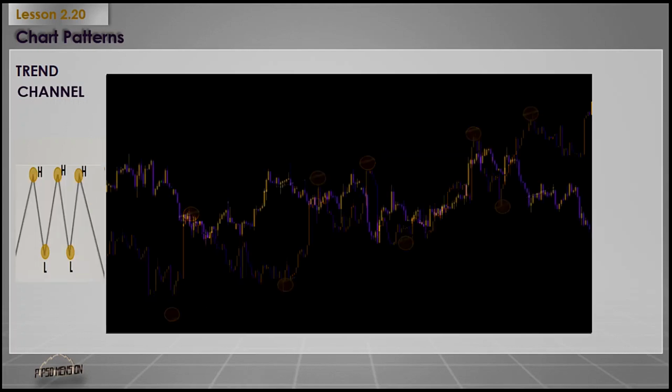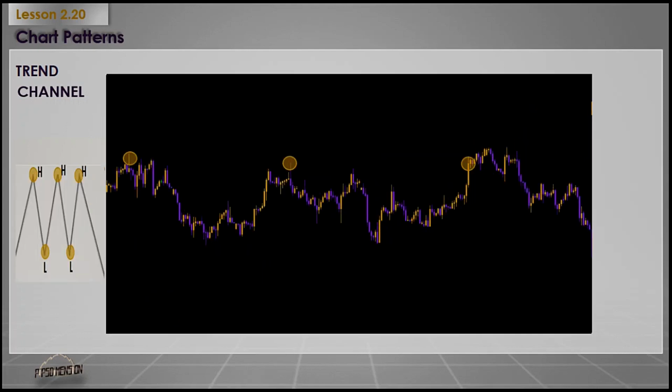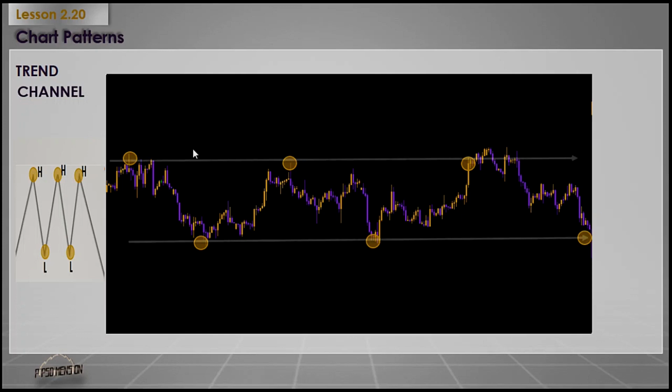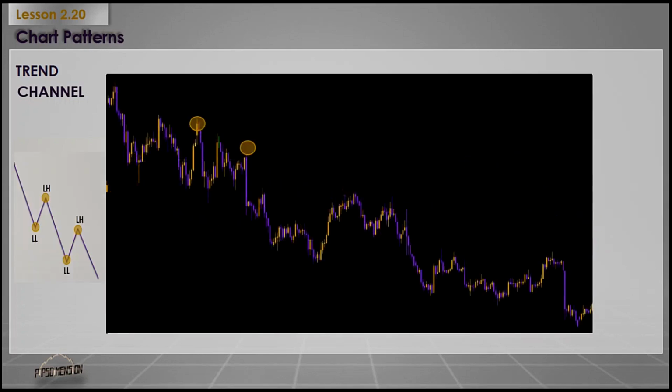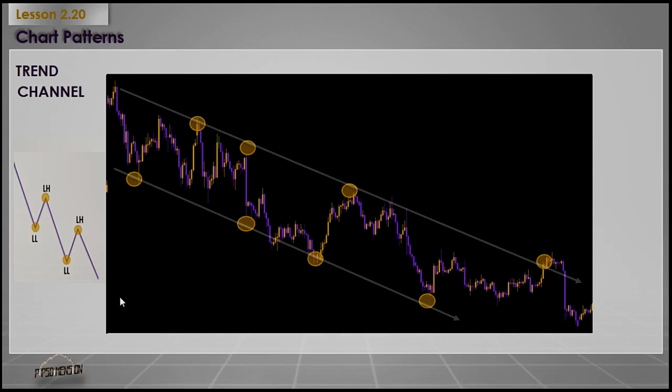Okay, if it is a sideways trend, you can see that the highs are on the same price level and the lows are also on the same price level. So a sideways trend is characterized by simply flat highs and lows. Alright, now for a downtrending market, you can see that every successive high is lower than the previous high and every successive low is lower than the previous low. So you can see that the downtrend market is characterized by lower highs and lower lows.